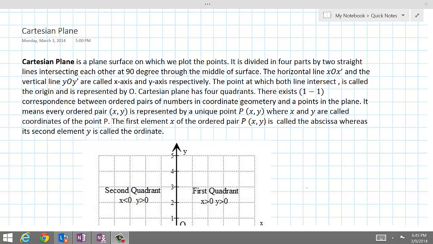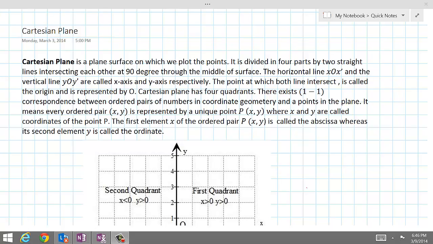The point at which both lines intersect is called origin, and it is represented by the capital letter O. Cartesian plane has four quadrants. One on the top right is called the first quadrant. The one on the top left is the second quadrant, the lower left is the third quadrant, and lower right is the fourth quadrant.